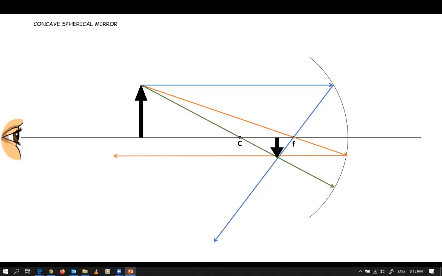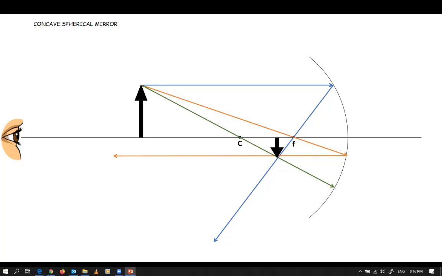Okay. This particular one is located between C and F, so between the center of curvature and the focal point. It's going to be diminished in terms of size. It's not magnified. It's not the same size. It's actually shrunk down a little bit, so it would be diminished. And because you have solid lines that are going to converge on this point, this would be what we would consider to be a real image.